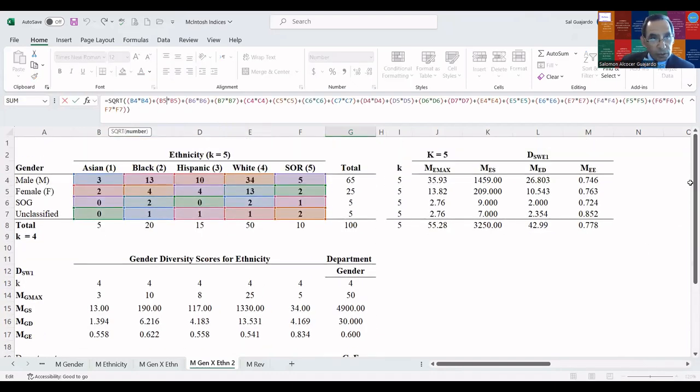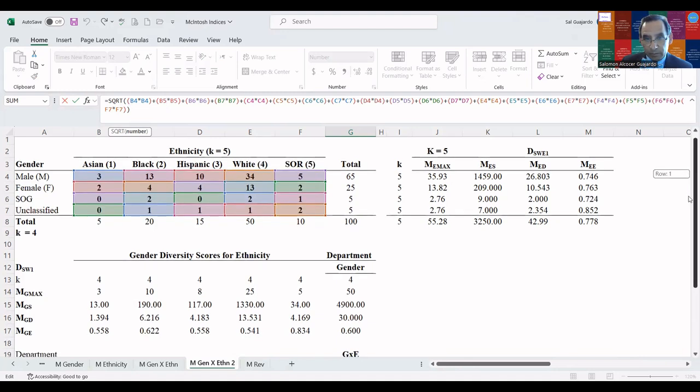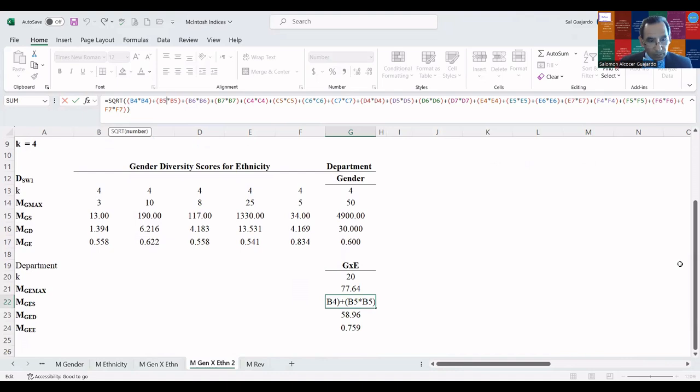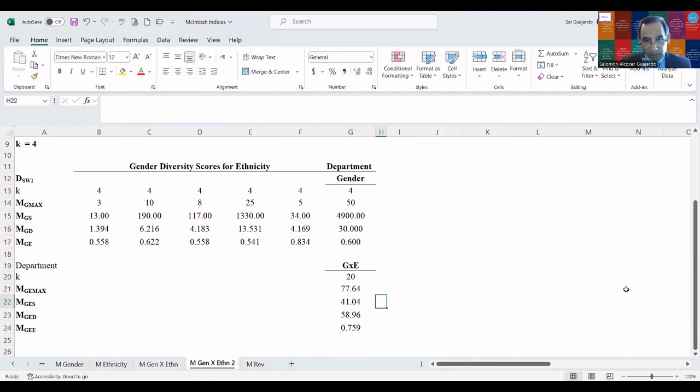To obtain the similarity index, I have to square each cell and obtain the square root. So here I have to go 3 times 3, 13 times 13, 10 times 10, 34 times 34, 5 times 5 for the males by ethnic group. I do the same thing for the females across ethnic groups, that's going to be 2 times 2, 4 times 4, 4 times 4, 13 times 13, 2 times 2, and I do that for the other gender across all ethnic groups, and unclassified across all ethnic groups.